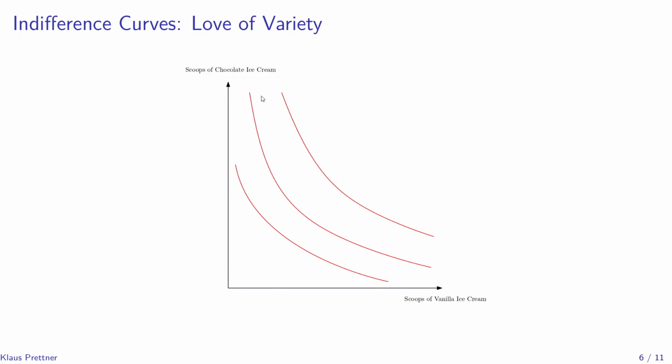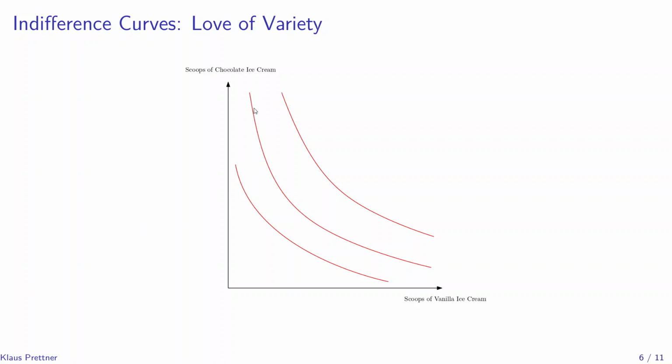Again, there are now different indifference curves drawn. If you start with this one here, the one to the left would mean that you have fewer possibilities to buy scoops of ice cream, so you would be worse off. And here you would have, say, more money to buy more ice cream, and you would be better off.